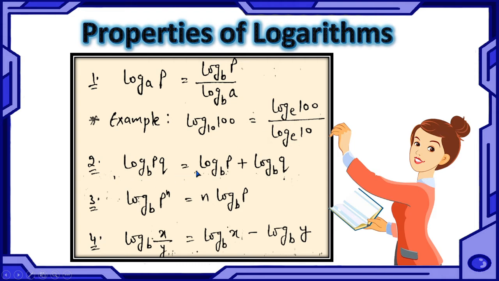Next is log pq is equal to log p plus log q. Log p raised to the power n is n log p and log x by y is log x minus log y.